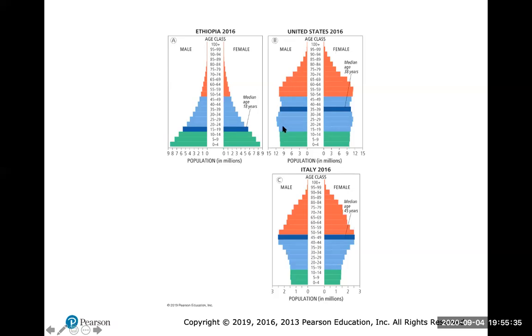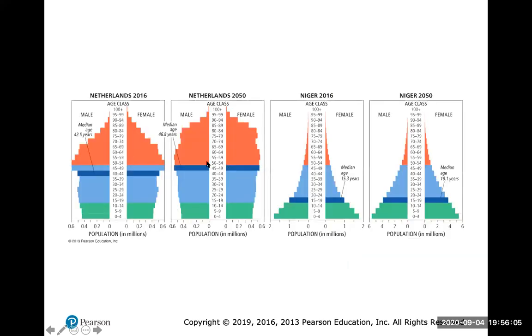The United States is more rectangular shaped. So you have lots of babies being born, but you have about the same number of middle or median aged people in the population. You still have fewer extremely old folks, but that's because most people only live to about 70, 80 anyway. And then Italy, you can see the Italy age structure as well, where the majority of the population are in the 40s and 50s category.